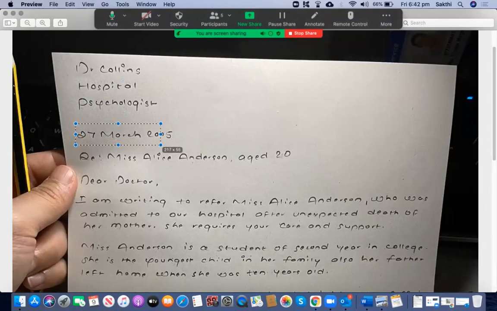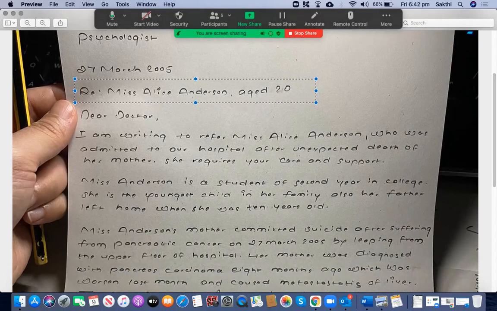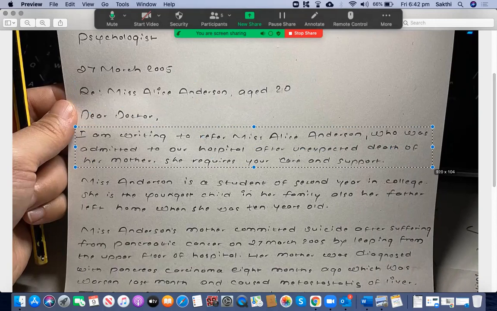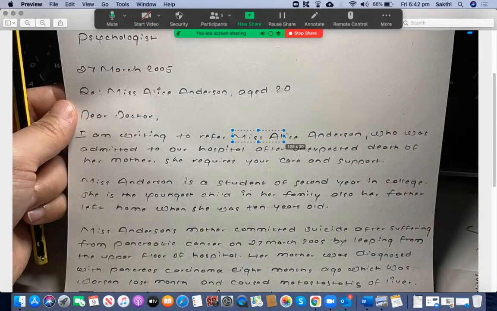You have written the date 27 March 2005. I'm happy with that. And then that's the reference details regarding Miss Alice Anderson, aged 20. So I'm happy with the way that you have written it down. That's good. And then Dear Doctor, comma, that's good. I'm writing to refer to Miss Alice Anderson. You don't need to write the full name once again, because you have already mentioned the full name of the patient here.